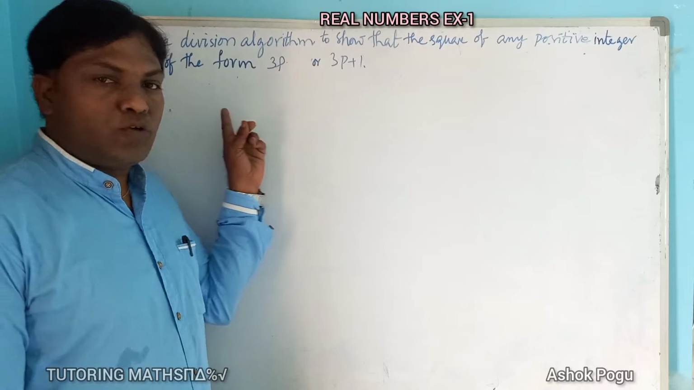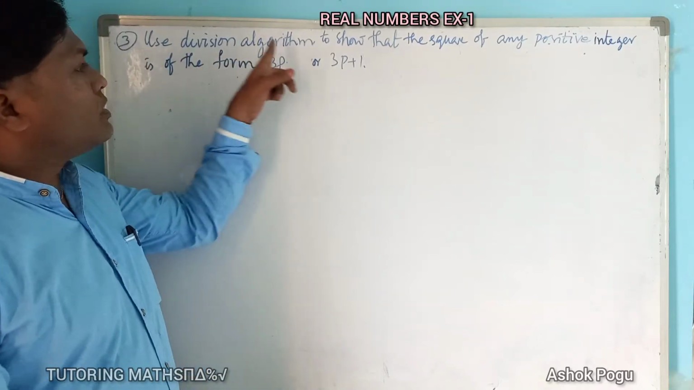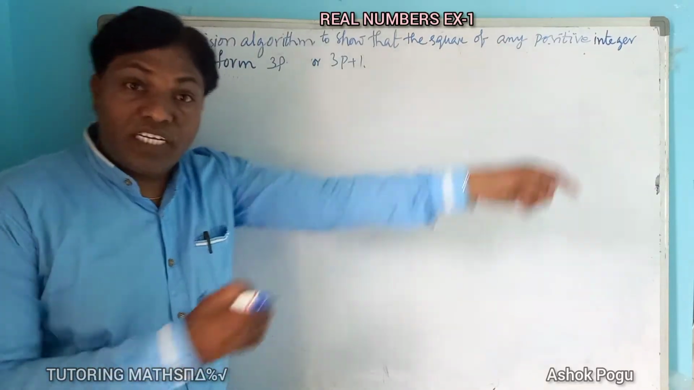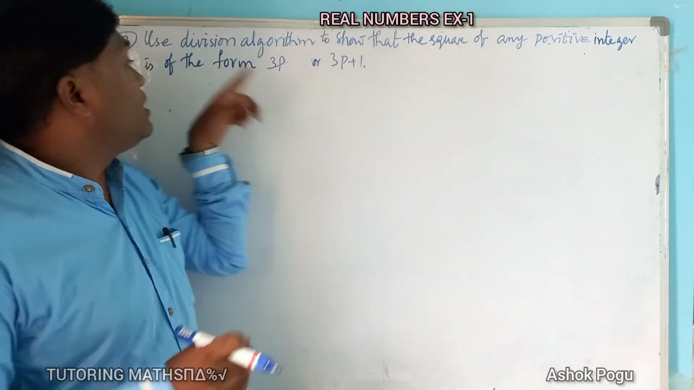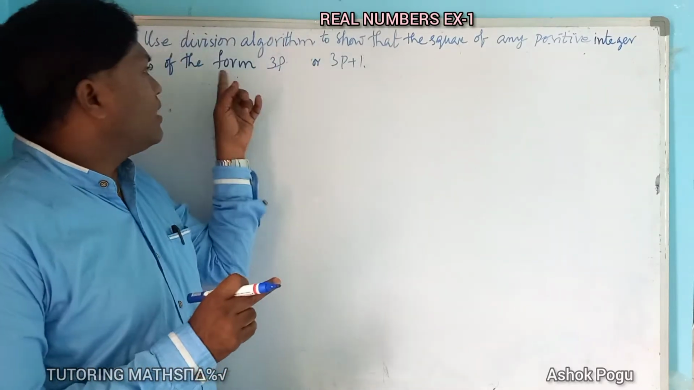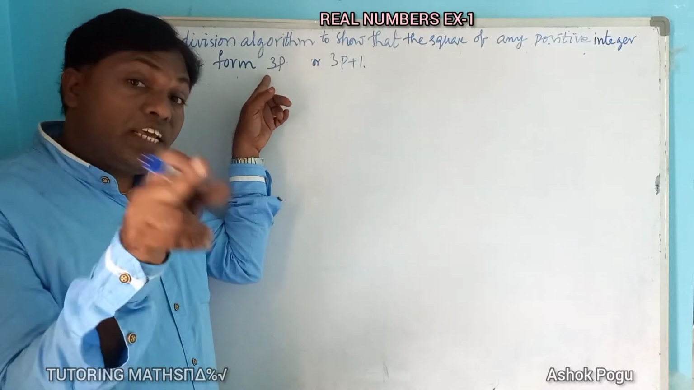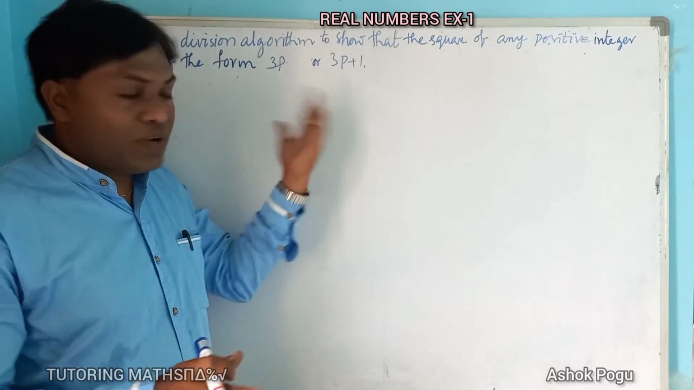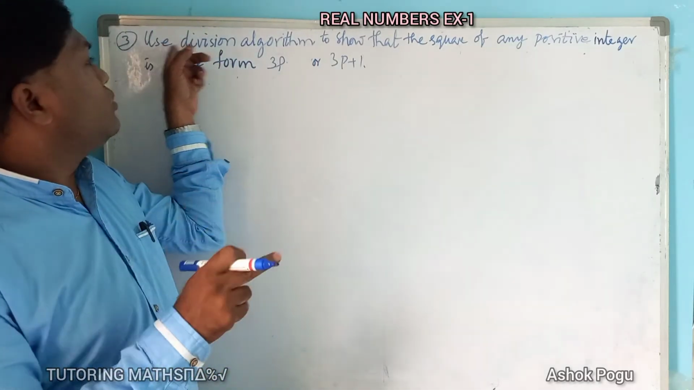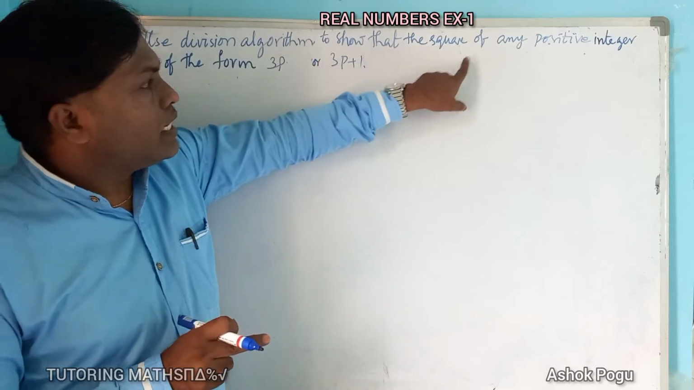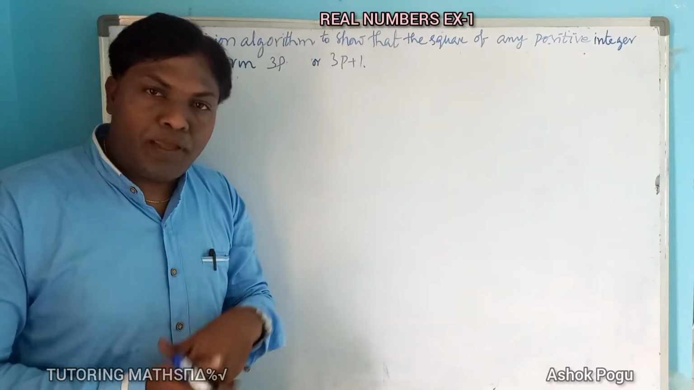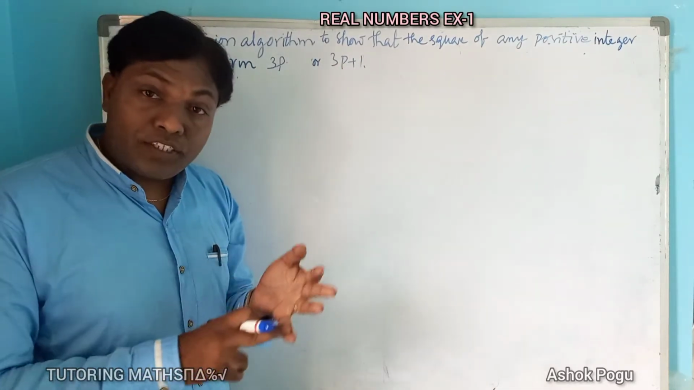Let us see the third question, that is, use division algorithm to show that the square of any positive integer is of the form 3p or 3p plus 1. Here we are dividing by 3. 3 will be the divisor. Keep in mind, in the previous question 6 was the divisor and now it is 3. The square of any positive integer is of the form 3p or 3p plus 1, but not 3p plus 2 or 3p plus 3.